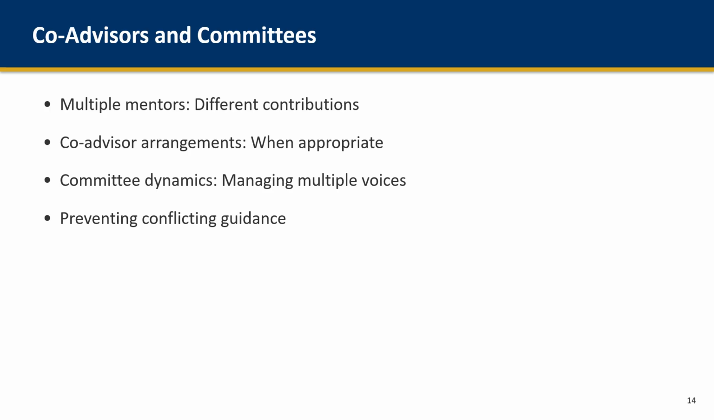Prevent conflicting guidance by clarifying roles and maintaining communication. When committee members disagree, facilitate resolution rather than being caught in the middle. Your primary advisor typically has final authority, but respecting all committee members' input matters. Proactive communication prevents situations where you receive contradictory direction.